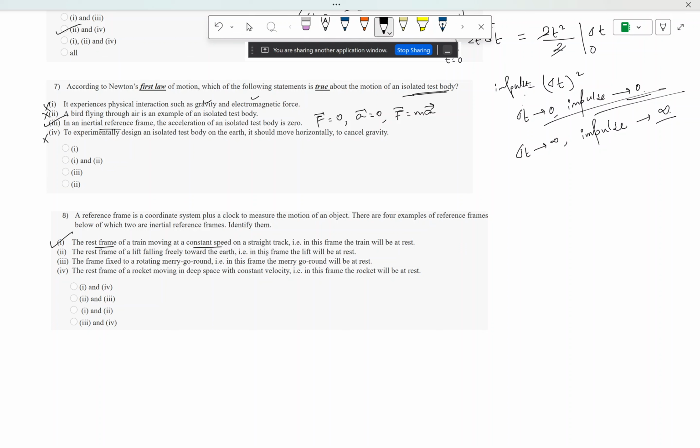So this will not be an inertial frame of reference example, because the rest frame of the lift is falling freely towards the earth. That means it is actually being accelerated gravitationally when it is moving freely down the earth. So in this frame the lift will be at rest. It is not true, because it is itself not an inertial frame of reference. It has an acceleration because it is moving under gravitational acceleration. So that is why this is a non-inertial frame.